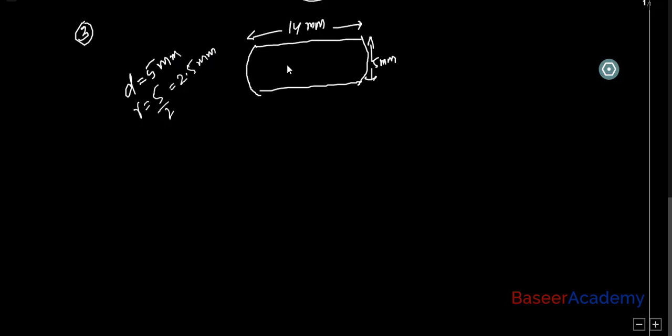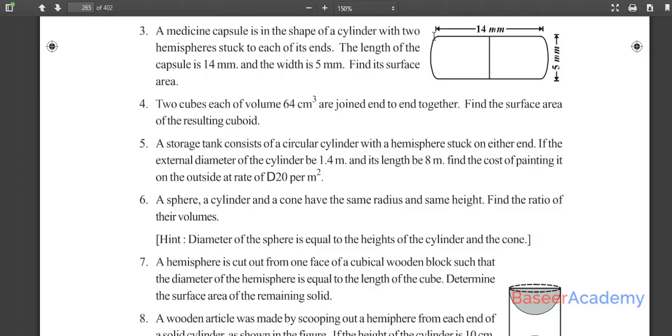Now there's a catch here. The height of the cylinder is not given here. It gave us the length of the capsule. The capsule consists of a cylinder and then it has two hemispheres at both of its ends, and the total length is 14 millimeter. So this 14 millimeter that you see here is not the height of the cylinder. It is the total length of the capsule.